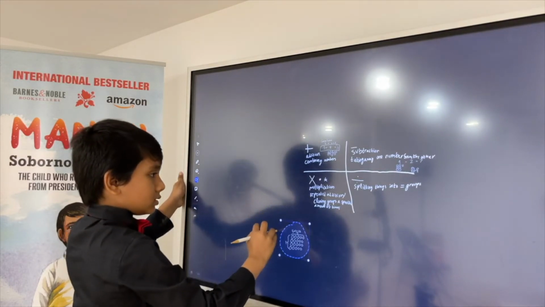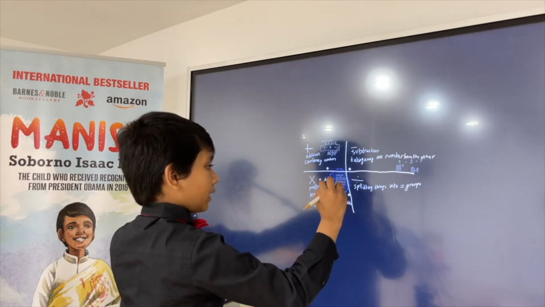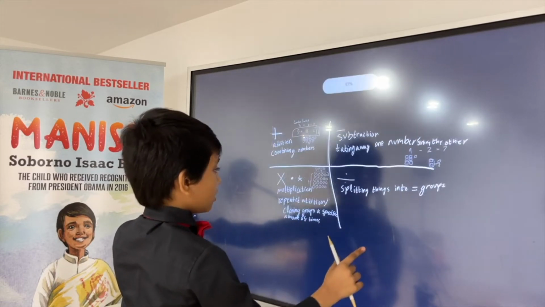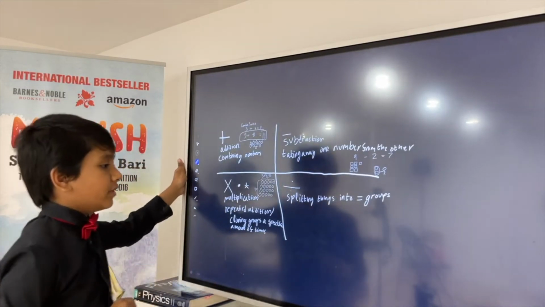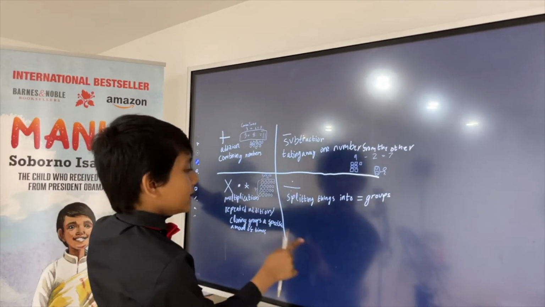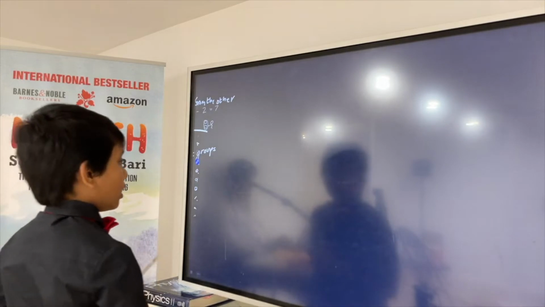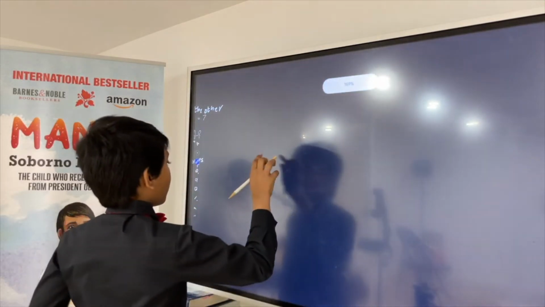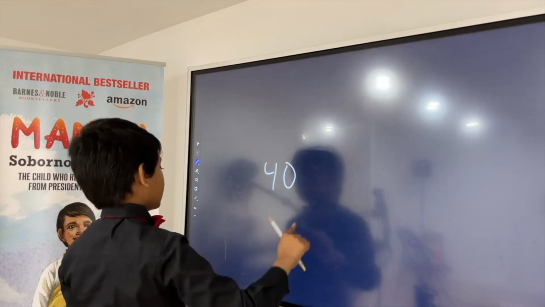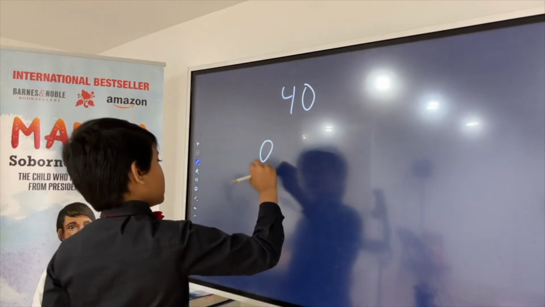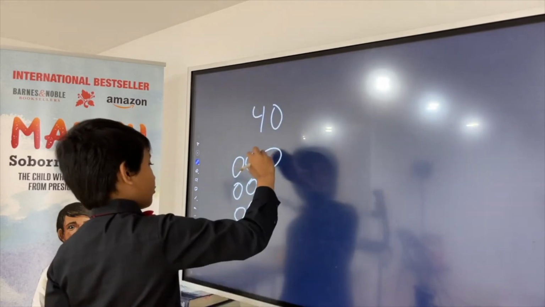Now let's size down our demonstration, size it down a little bit more, and perfect. Alright, so finally we have division, splitting things into equal groups. So if we take, say, a group of 40, that's just an arbitrary number I picked. So let's see how fast I can draw 40.